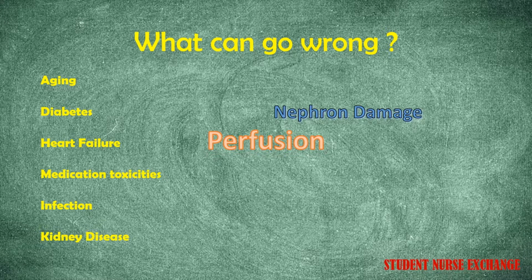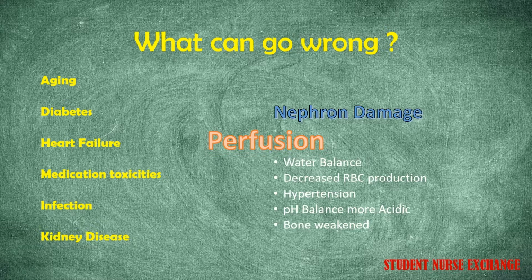They get nephron damage when they're not perfused correctly, and you really run into a lot of problems. So your water balance, they can't excrete fluids, so they're going to have water buildup. This just adds to other problems in their body, especially with heart failure. Decreased red blood cell production, so we're not going to be able to carry iron and oxygen to our cells, so they're going to be fatigued, become ischemic, causes a lot of problems.